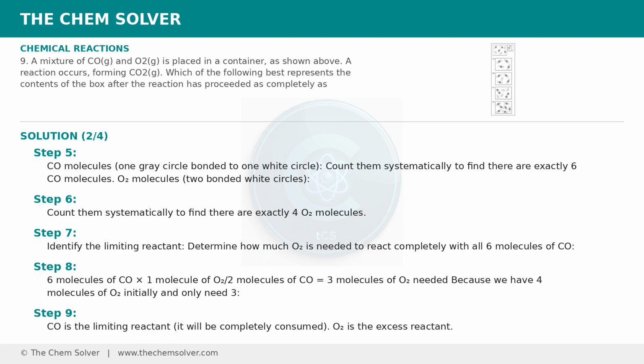Identify the limiting reactant. Determine how much O2 is needed to react completely with all 6 molecules of CO. 6 molecules of CO times 1 molecule of O2 over 2 molecules of CO equals 3 molecules of O2 needed, because we have 4 molecules of O2 initially and only need 3. CO is the limiting reactant. It will be completely consumed. O2 is the excess reactant.